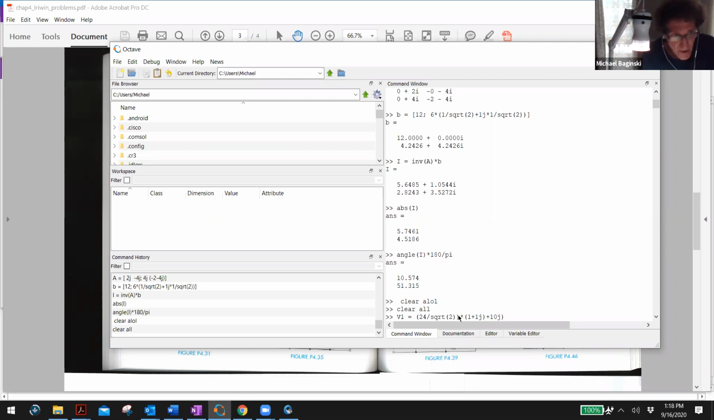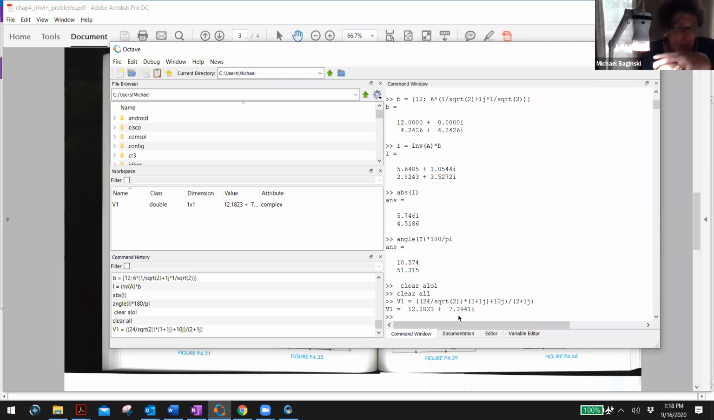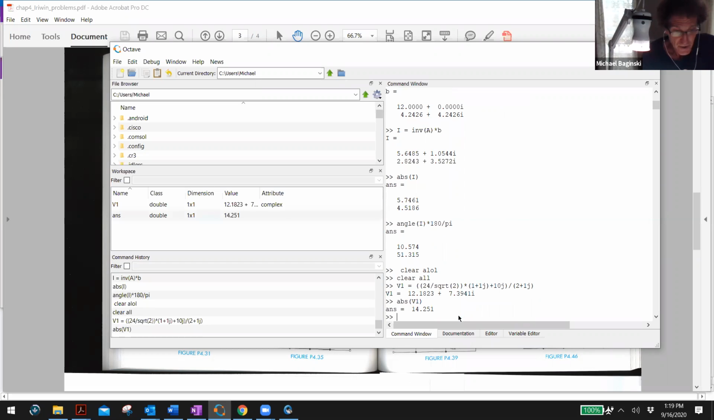Then I put brackets there and divide this whole thing by 2 plus 1j. Do this in your calculator if you don't know how to yet. This will save you some time. If you do that, you should get this in terms of a real and imaginary component, and in terms of an absolute value or magnitude, it should be this.